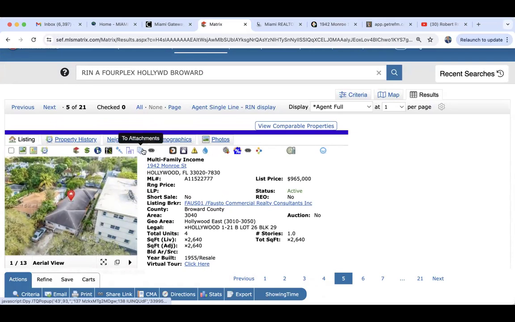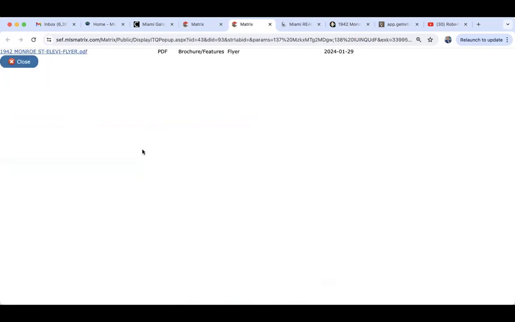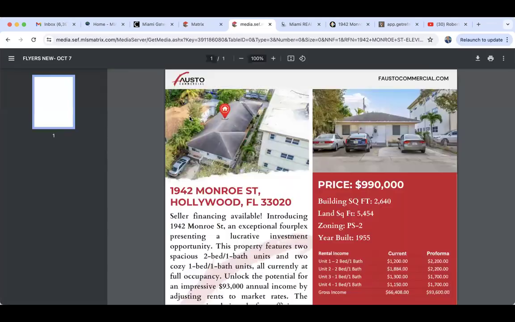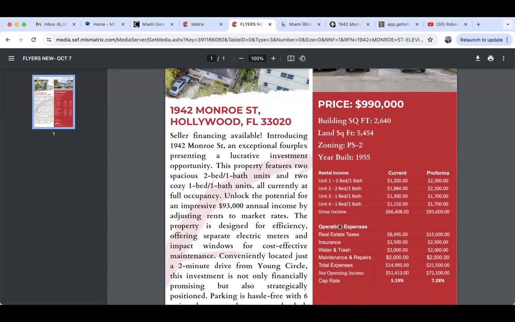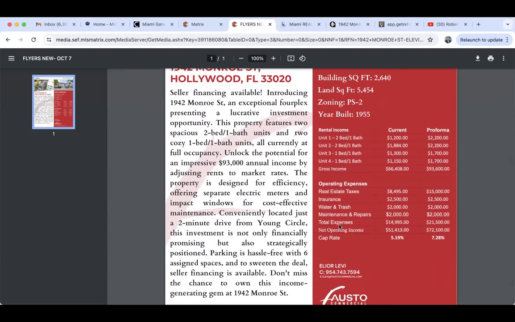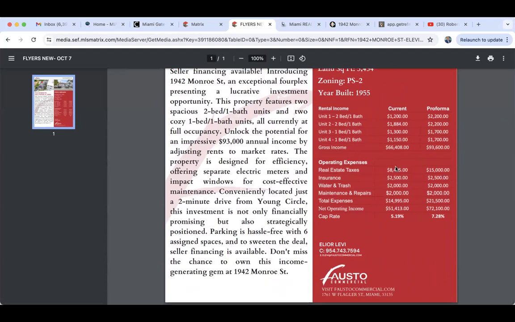And if the owner of the property has financials, you're always going to see them up here in the attachments. There is a brochure right here, and perhaps some of the expenses are given to us. You see how they have their current rental at $66,408, but they have what's called a pro forma. Basically, how much can you really get for each unit? That comes in way above what we estimated, we estimated $84,000. They're estimating $93,000. And then they have their operating expenses here, real estate taxes, insurance.